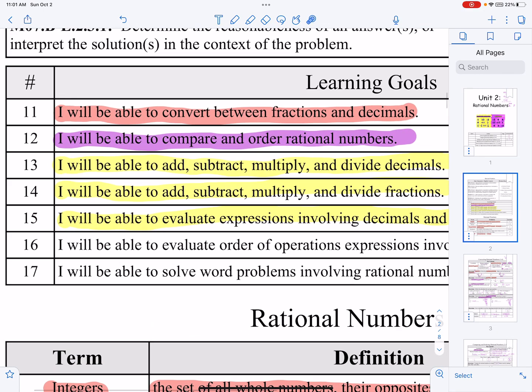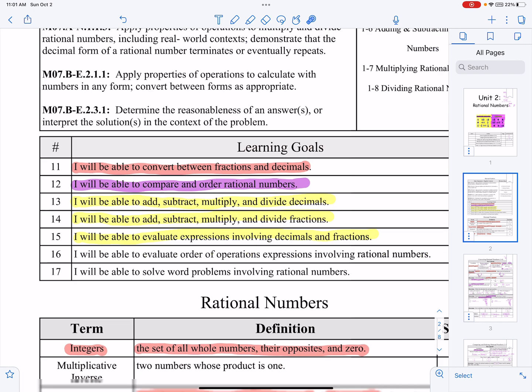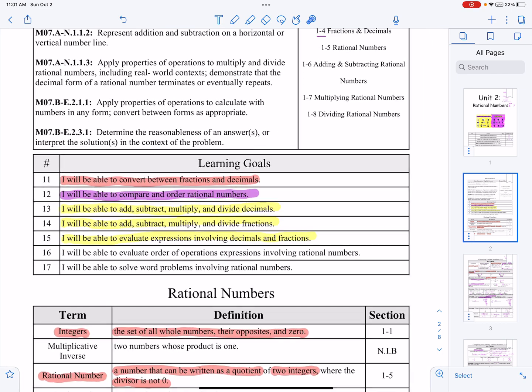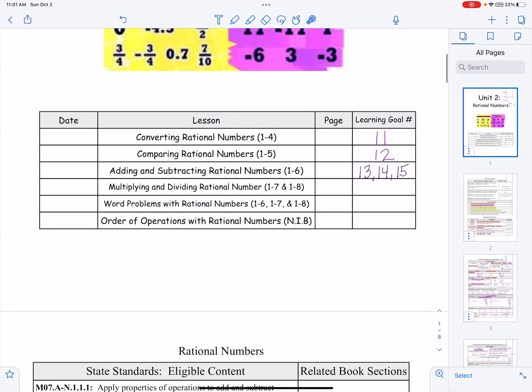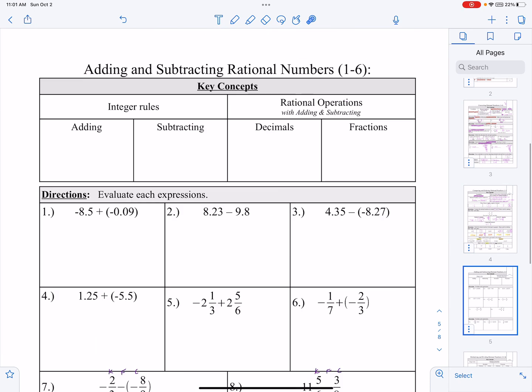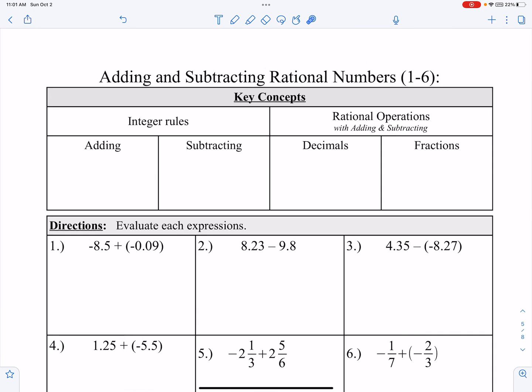Today, we're just going to be doing learning goals 13, 14, and 15, but just focusing on adding and subtracting decimals, adding and subtracting fractions, and then evaluating expressions involving decimals and fractions. So this is 13, 14, and 15. So put in your date for today, and then go ahead and add learning goal 13, 14, and 15 on there. All right, let's go down to the actual lesson itself. Let me get rid of the page sorter there.